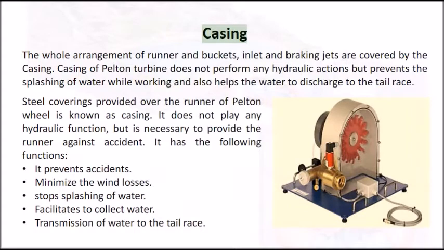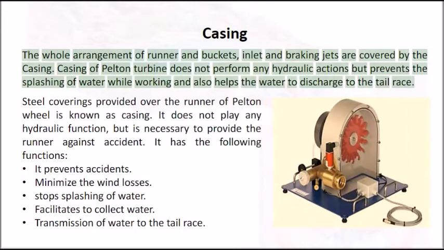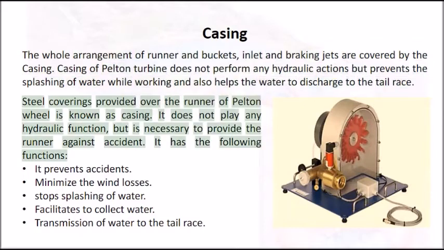Casing. The whole arrangement of runner and buckets, inlet, and braking jets are covered by the casing. Casing of a Pelton turbine does not perform any hydraulic action but prevents the splashing of water while working and also helps the water to discharge to the tail race. Steel covering provided over the runner of a Pelton wheel is known as casing. It does not play any hydraulic function, but is necessary to protect the runner against accident.